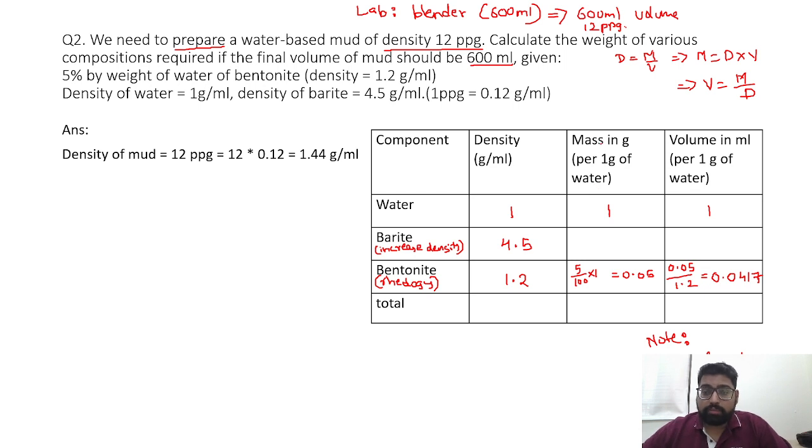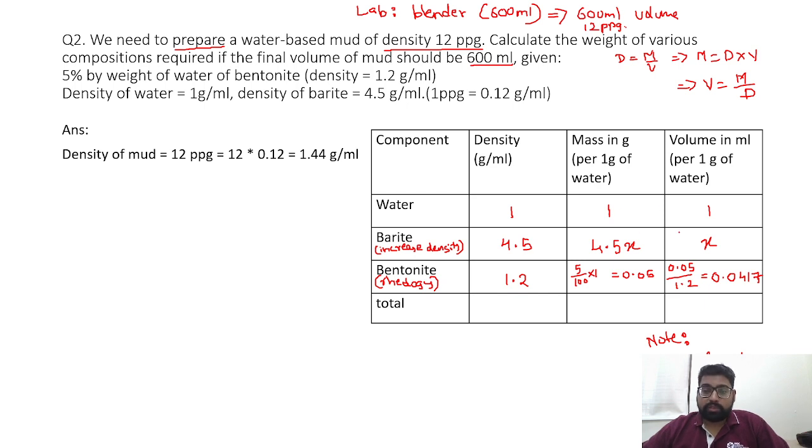Now we do not know the mass of barite. So let's just assume the volume of barite is X. You can assume the mass of barite, not a problem, but here I am assuming volume as X. So what will be the mass? Mass will be density into volume, which is 4.5x.